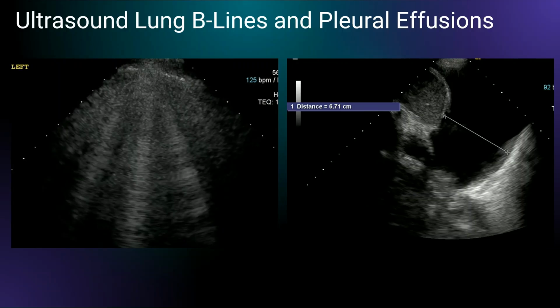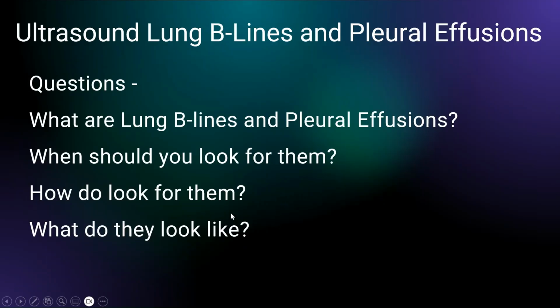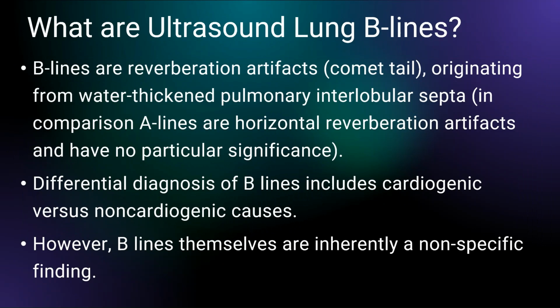Today I want to go over ultrasound lung B lines and also pleural effusions. I also will cover some of the cysts you may see from the views when looking at this, in terms of renal and hepatic cysts. So the real questions are, what are B lines and what are pleural effusions? When should you look for them, how do you look for them, and what do they actually look like, which is what you want to focus on.